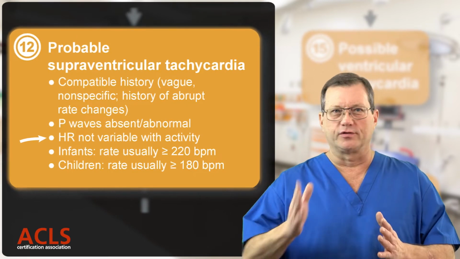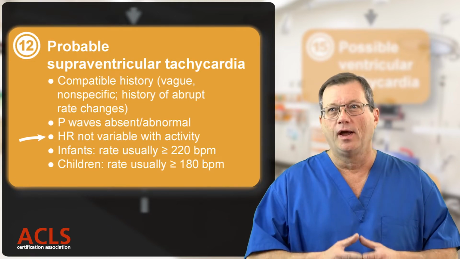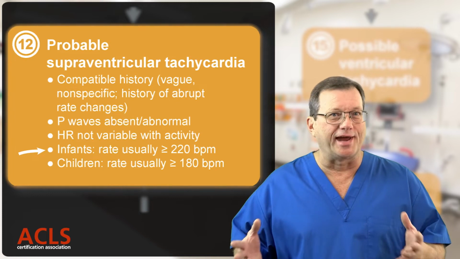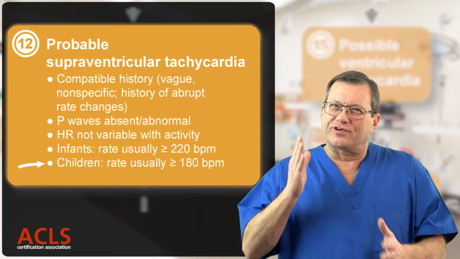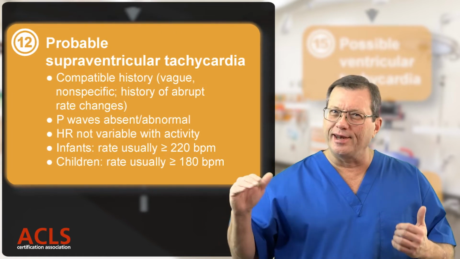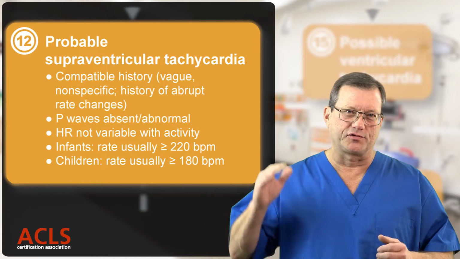And in SVT, they're just marching out, off they go. But they're regular R to R intervals. The rate, generally greater than 220 in an infant or 180 in a child. So remember those cutoffs for tachycardia. An adult, 150, a child, 180, an infant, 220. Those are your upper limits for tachycardia for those 3 categories.